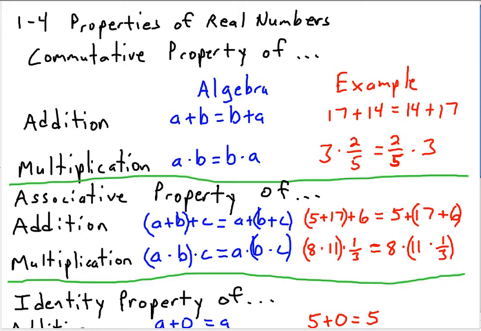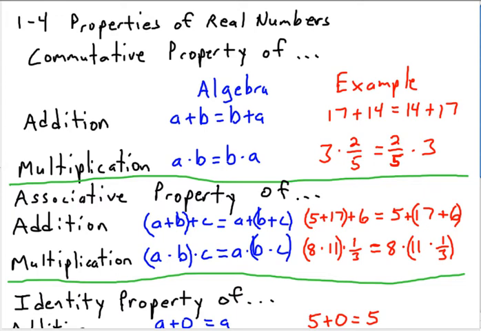Okay, for today's video, we have properties of real numbers. We're going to start with the commutative property, and there's one for addition and multiplication. So for addition, a plus b equals b plus a.